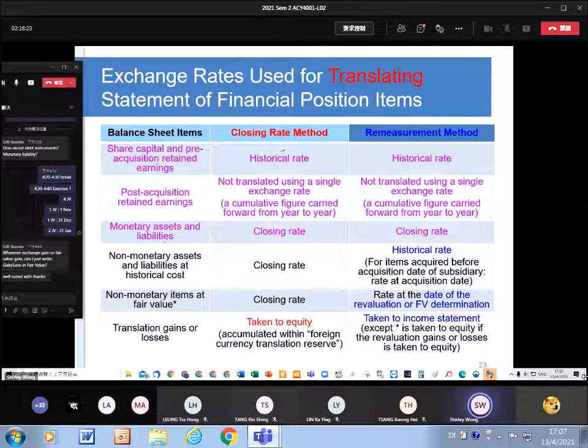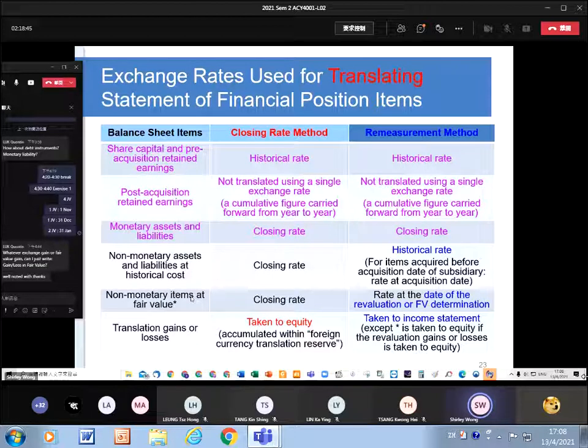Okay, so for monetary asset and liability under the closing rate method, you use closing rate to do the translation. Under the remeasurement method, you're also using the closing rate to translate. So you can see that all the share capital, pre-acquisition retained earning, post-acquisition retained earning, monetary assets and liability, the two methods will be the same.